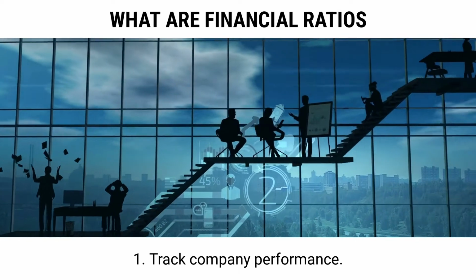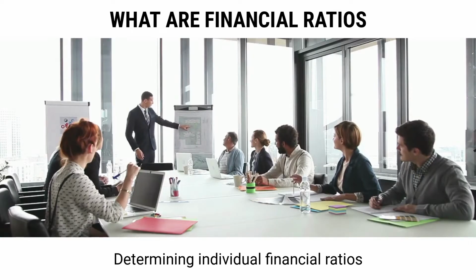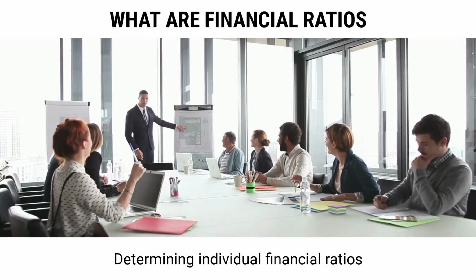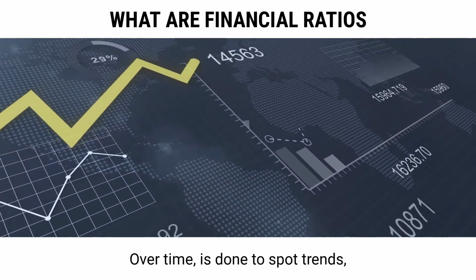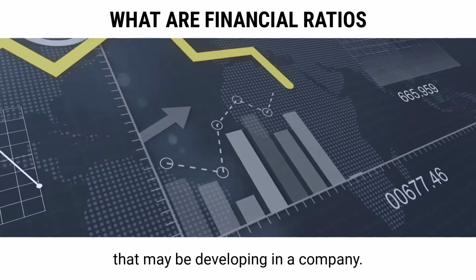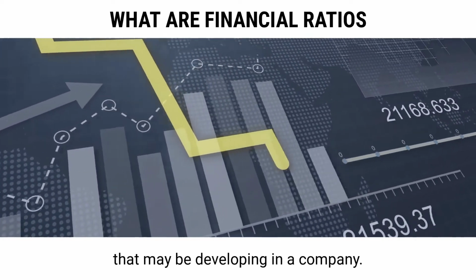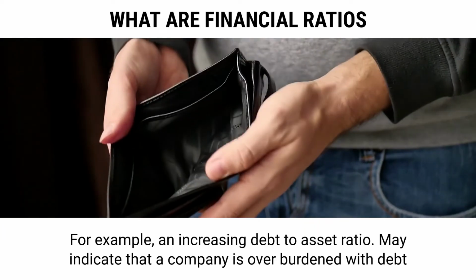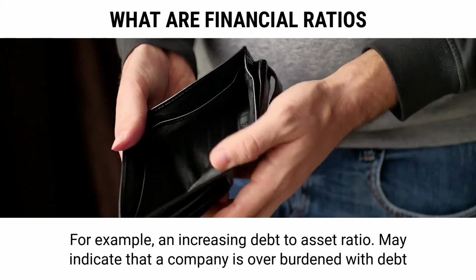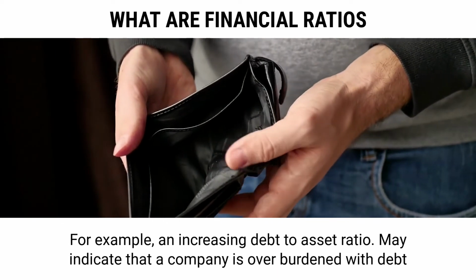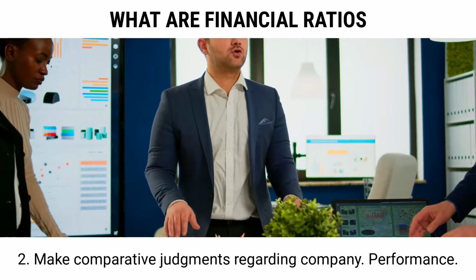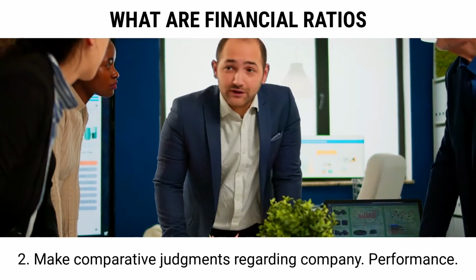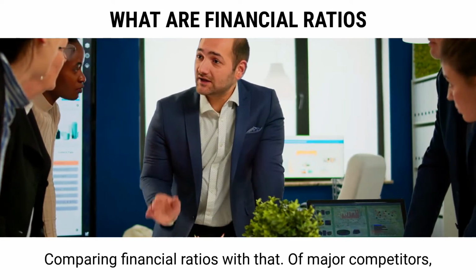1. Track company performance. Determining individual financial ratios per period and tracking the change in their values over time is done to spot trends that may be developing in a company. For example, an increasing debt-to-asset ratio may indicate that a company is overburdened with debt and may eventually be facing default risk. 2. Make comparative judgments regarding company performance.